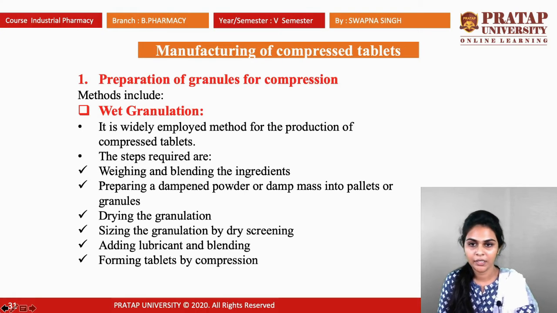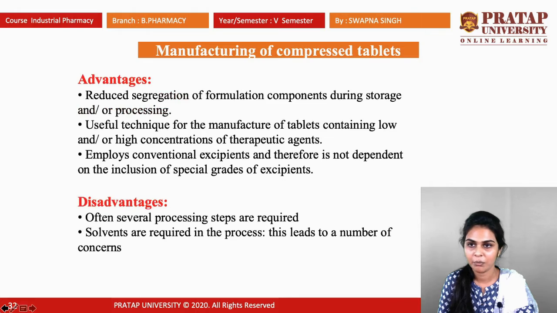First one is weighing and blending the ingredients. Second is preparing a dampened powder or damp mass into pellets or granules, drying the granulation, sizing the granulation by dry screening, adding lubricants and blending, forming tablets by compression.